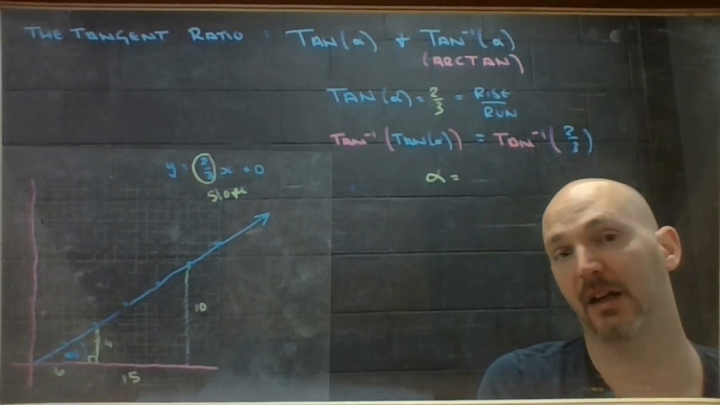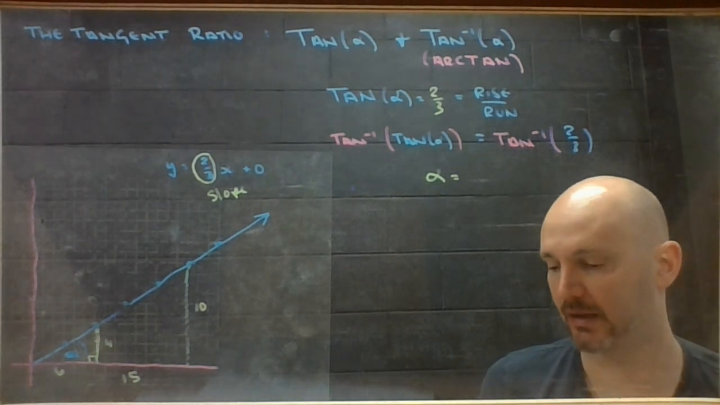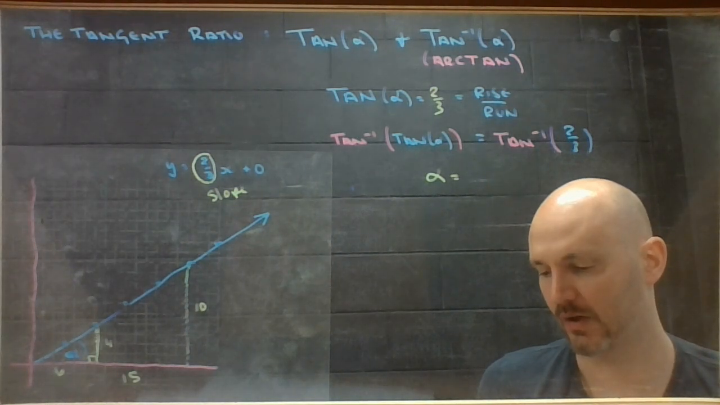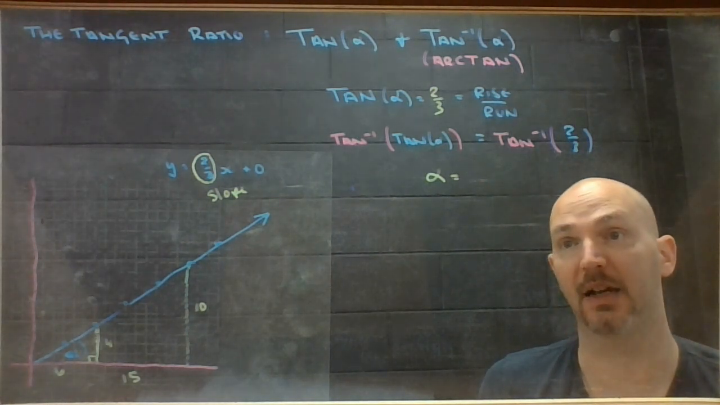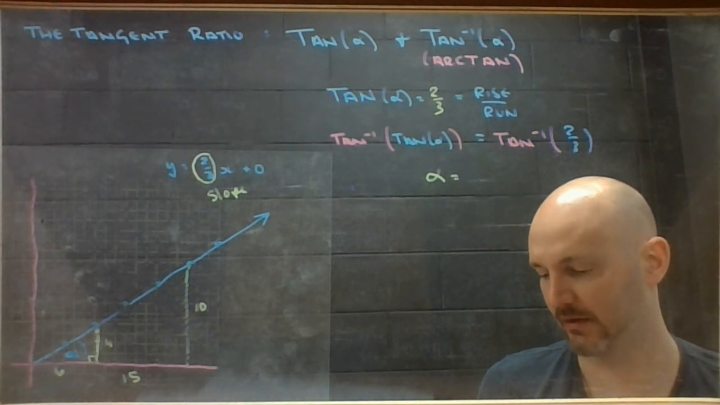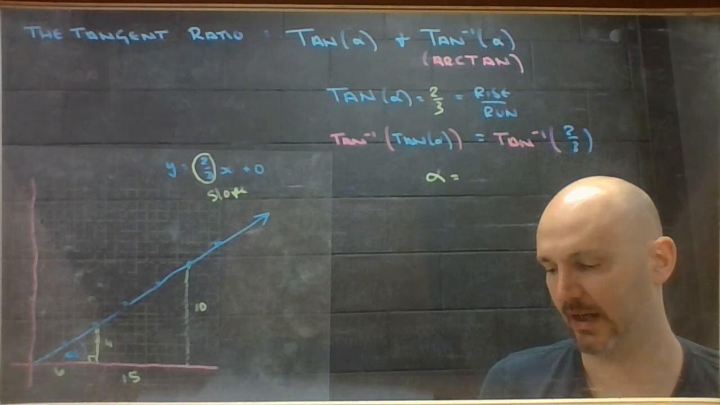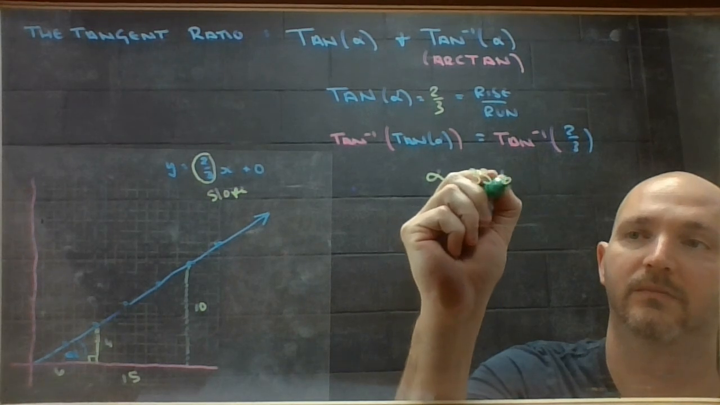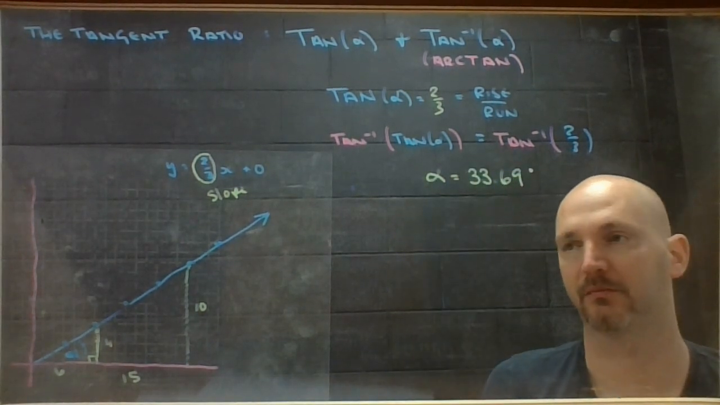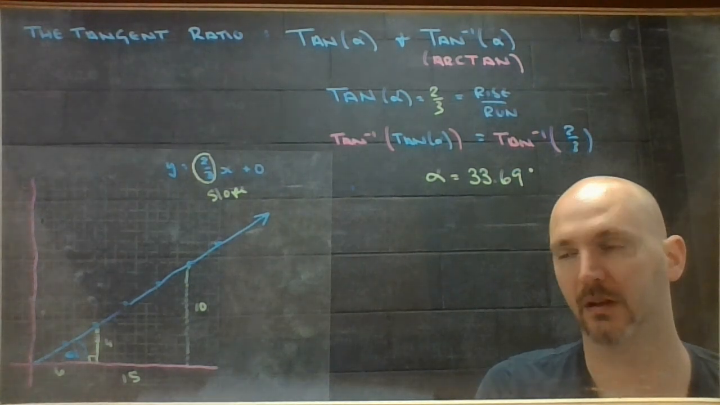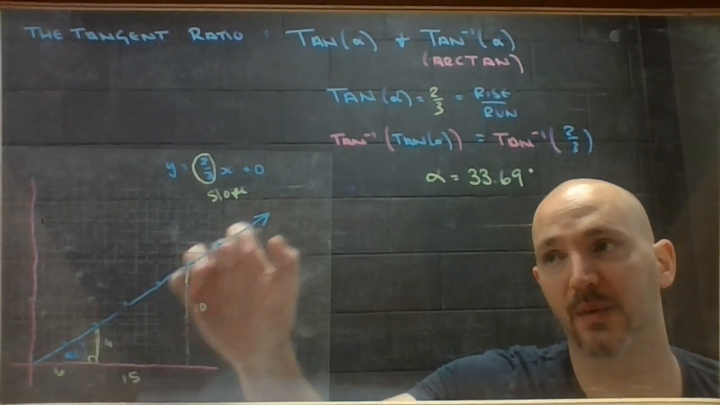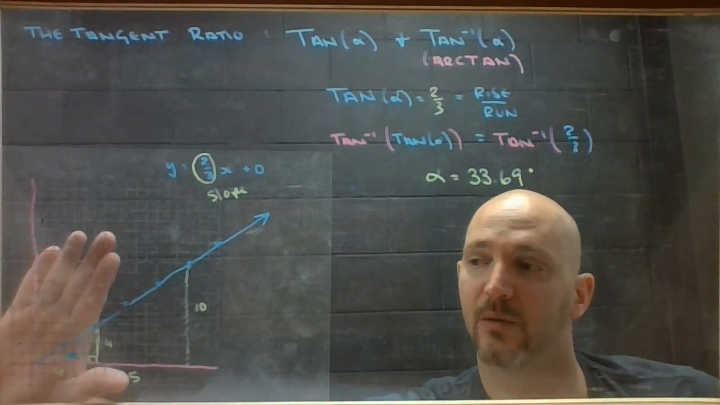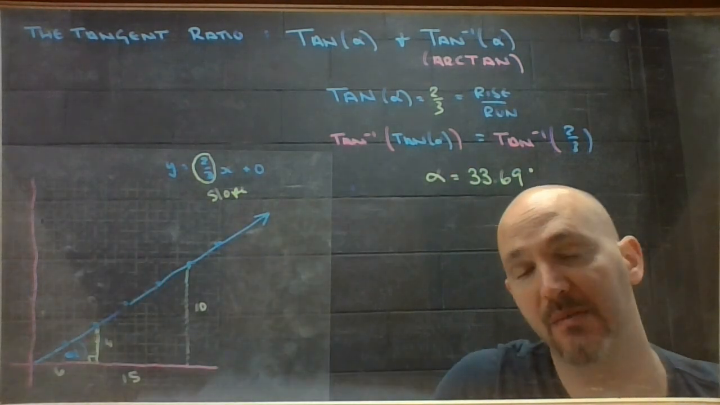On the other side, I just have to type that into my calculator. So 2/3, and then arctan. So I'm going to have to hit second function, and then tan. And I end up with 33.69. So a line with a slope of 2/3, up 2/3, makes an angle with the x-axis of exactly 33.69 degrees.